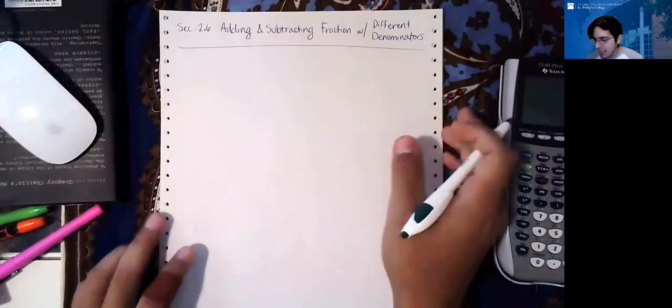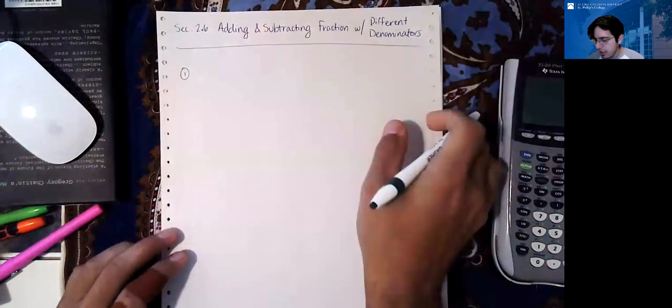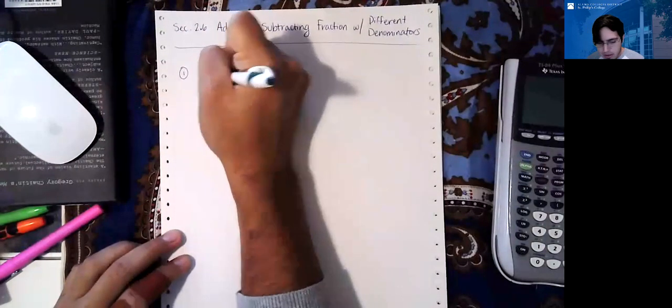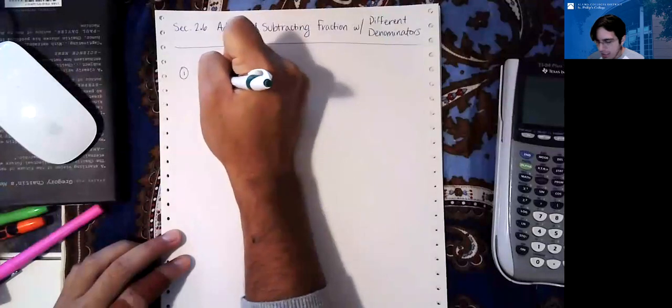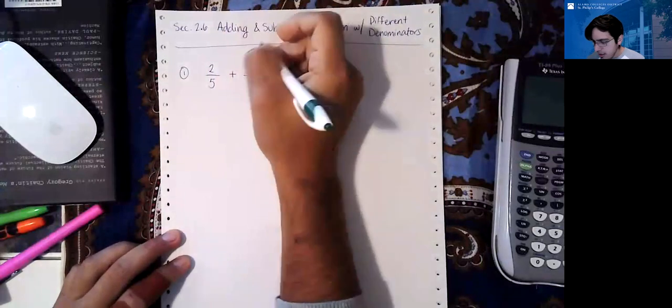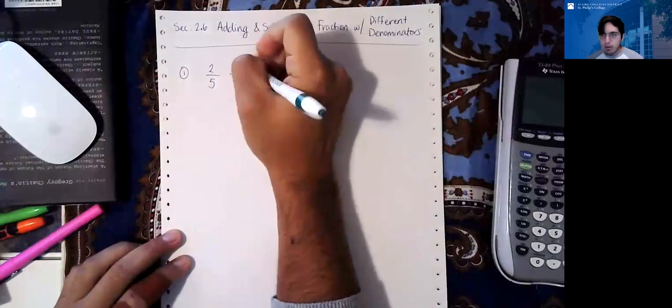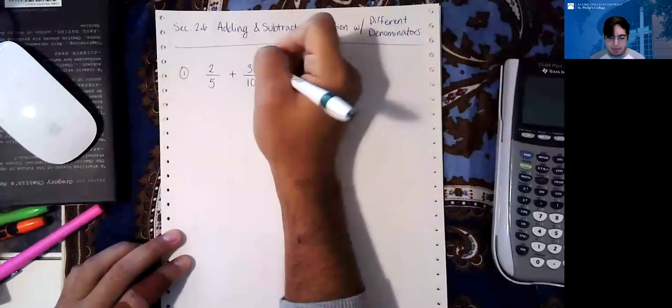All right, so jumping back into where we left off last time, I wanted to do some example problems of adding and subtracting fractions with different denominators just so that it's a little bit clearer, because I think we only had one example at the end of class last time. So I want us to add 2/5 plus 3/10 and see how we could approach this problem. Okay.